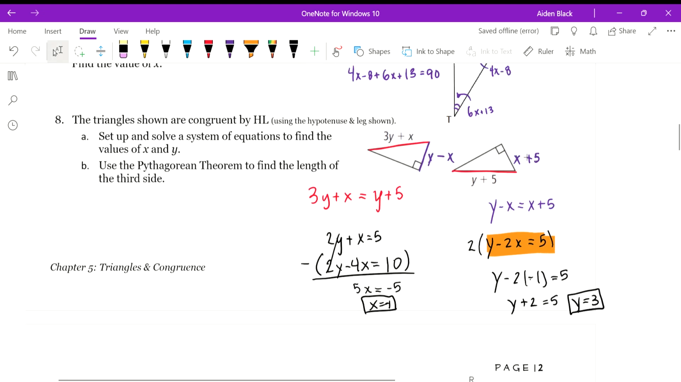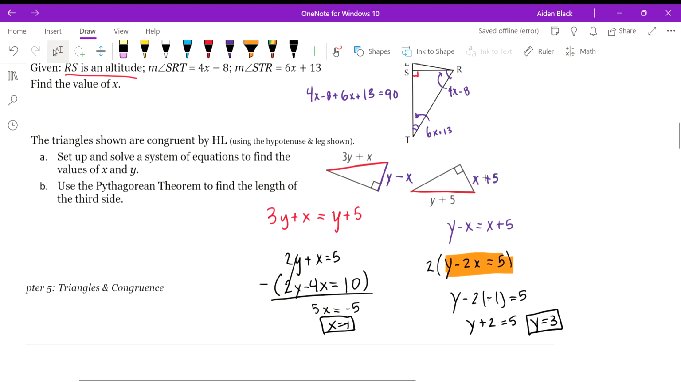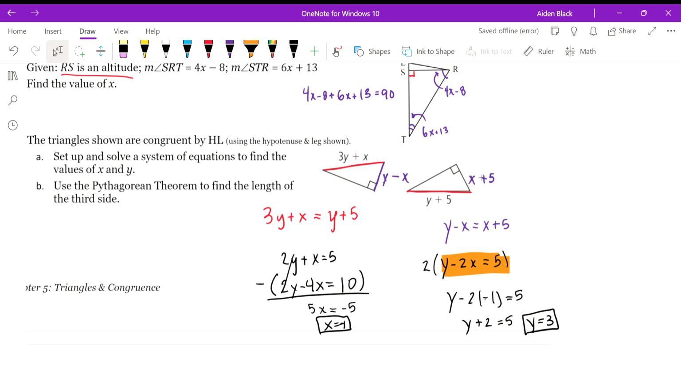Alright, now that I know those values, I can plug them in to whichever one of these I want. Maybe I'll do this triangle here. So if I plug in x for that side of that triangle, that's negative 1 plus 5, that would make this 4. And then if I plug in 3 for y here, I get 8.